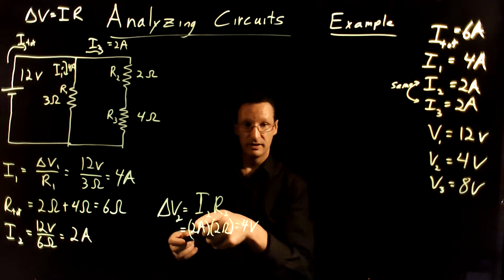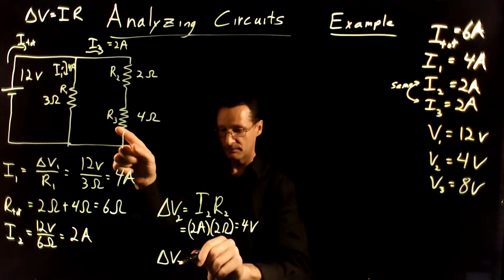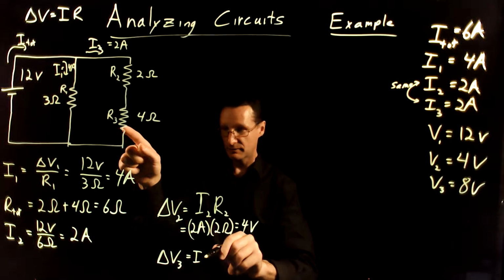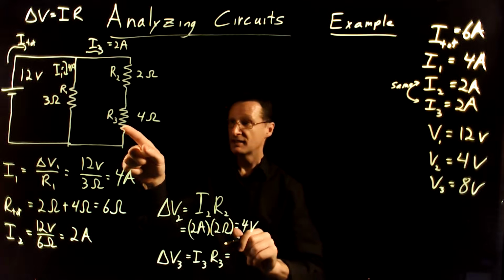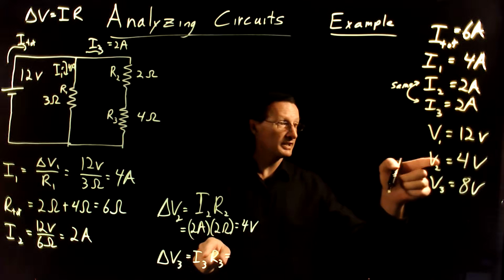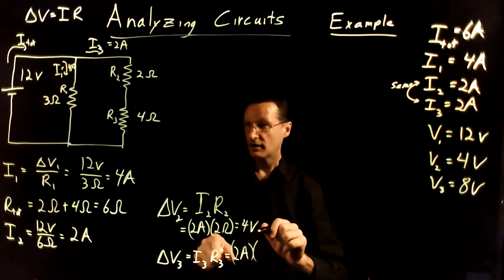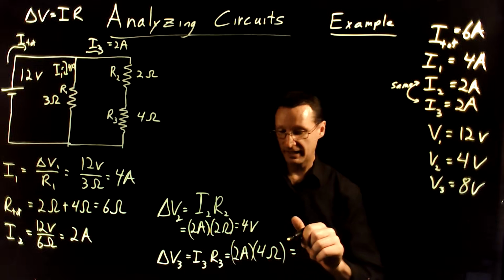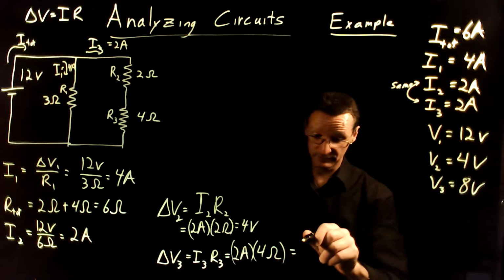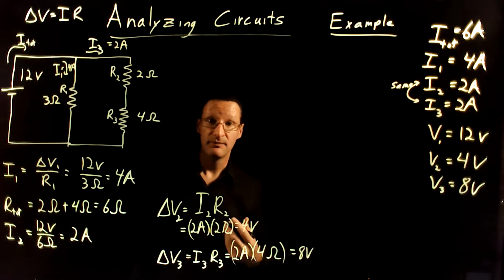I can also compute it this way. So I can also say, well, delta V3 is just going to be the current through 3, I3, times the resistance here, which is R3. So that's just going to be, well, I3 we decided was 2 amps, and R3 is 4 ohms. And so when I compute that, I get 2 times 4 is 8 volts. Well, that's exactly what I would get if I did it this way.